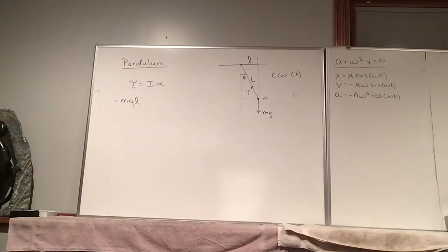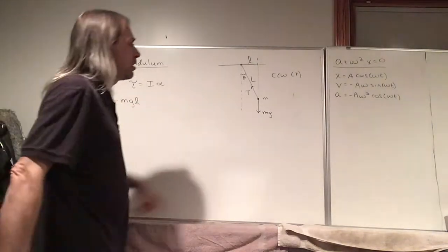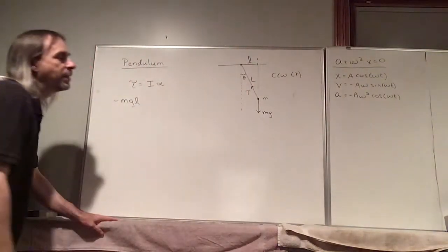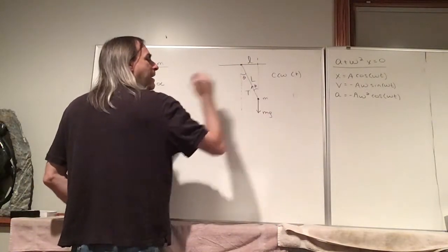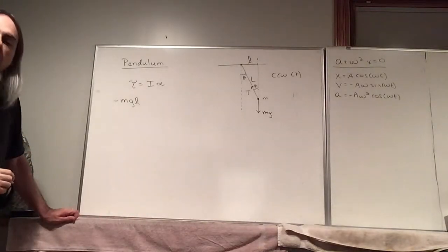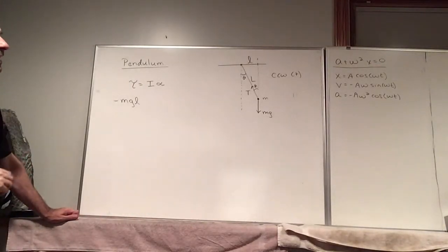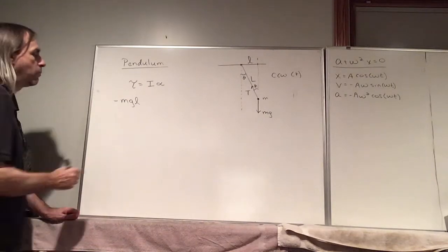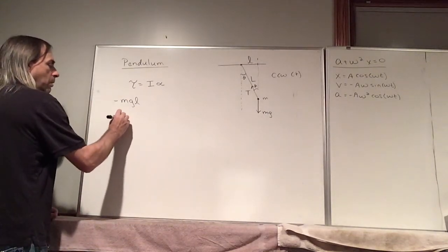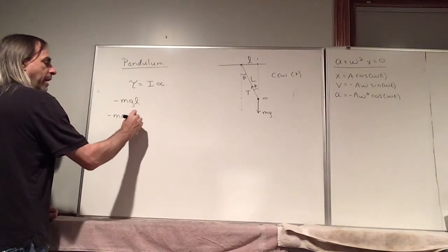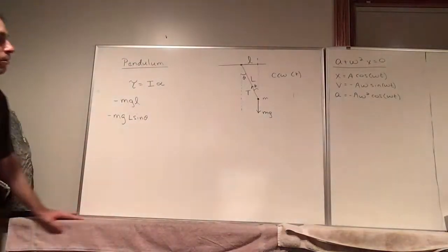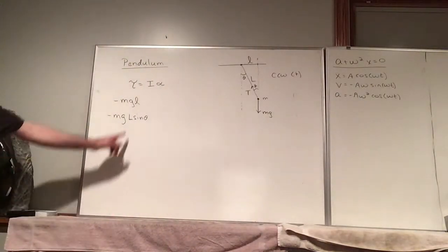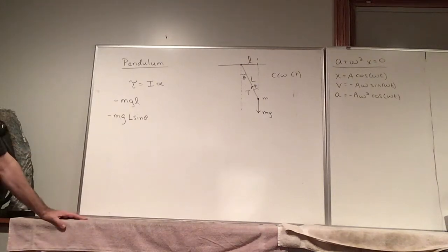But we want to find what this lever arm is as well in terms of the variables that we know. And if this angle is theta, this angle is theta as well. And we have a right triangle here. And so we can say that the lever arm is equal to big L sine of theta. The lever arm is opposite the angle, so we use sine. So it's the hypotenuse times the sine of the angle. So I've got the torque part done.